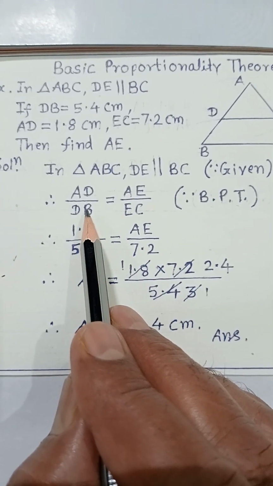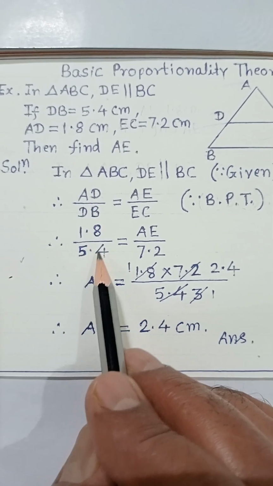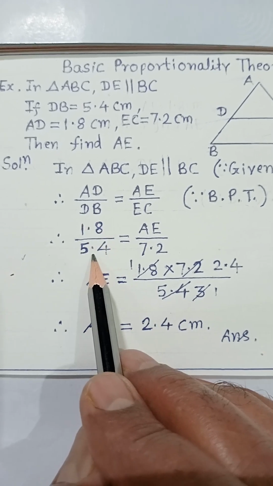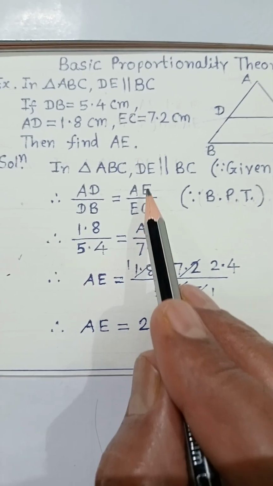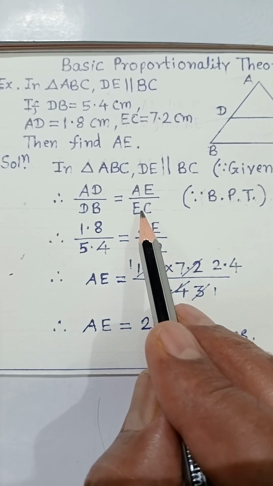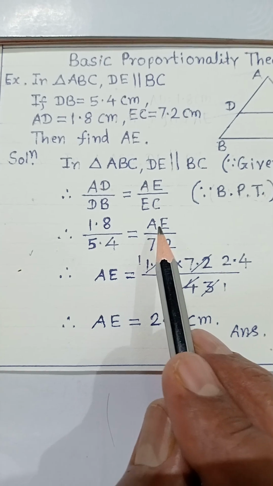Therefore, put the values: the value of AD is 1.8 upon DB, the value of DB is 5.4, is equal to AE upon the value of EC, which is 7.2. We have to find the value of AE.